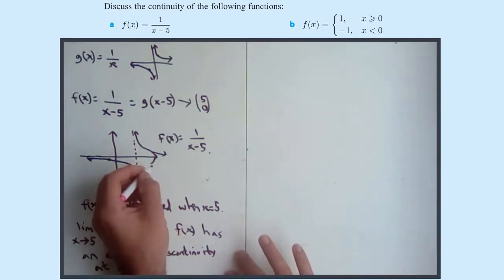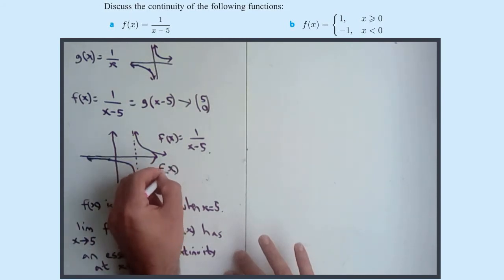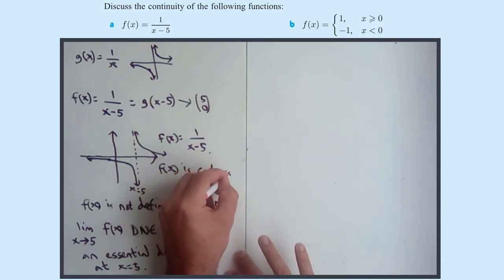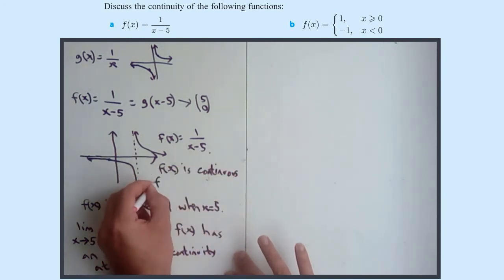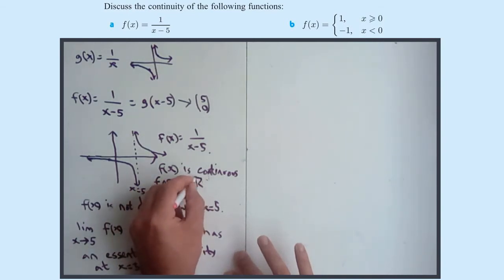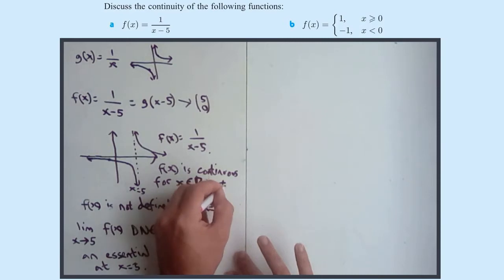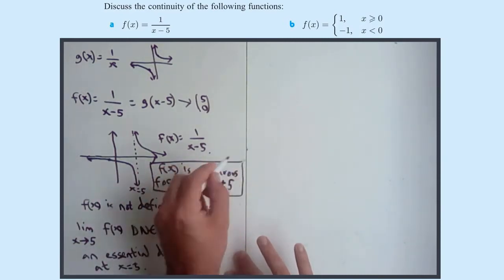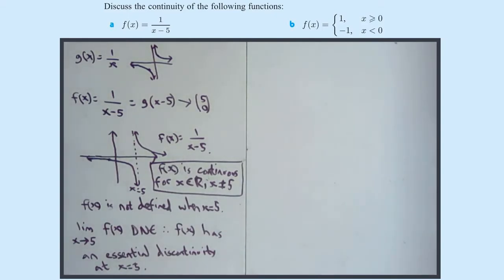So f of x is continuous for all x in the reals, for all real x apart from 5. And at x equals 5, we have an essential discontinuity because the limit of f of x as x approaches 5 does not exist. If that limit did exist, then potentially we could have a removable discontinuity.